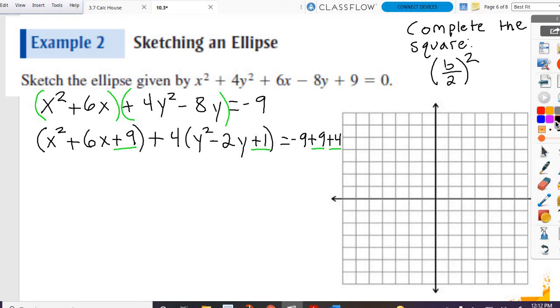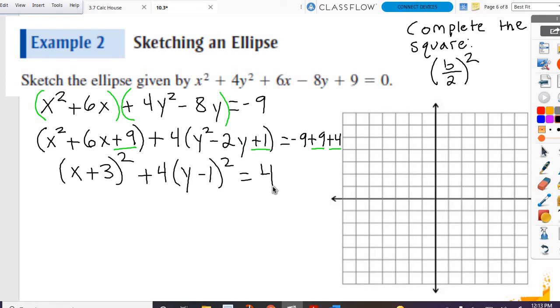So what multiplies together to give us 9 that adds together to give us 6? 3 and 3. So we did our x's right. Then what multiplies together to give us 1 that adds together to give us -2? -1. Alright, so far so good. So then what is -9 plus 9 plus 4? 4. So is that my standard form?